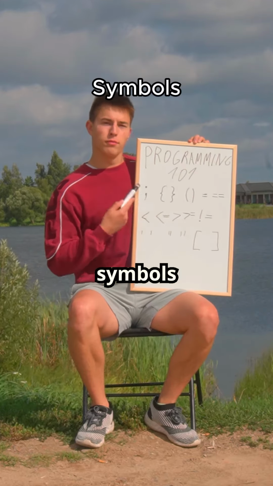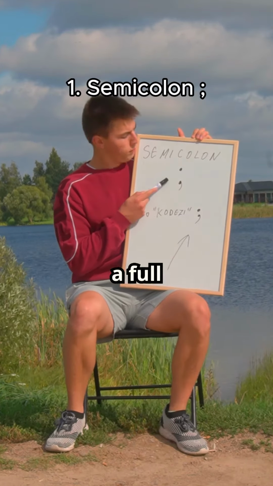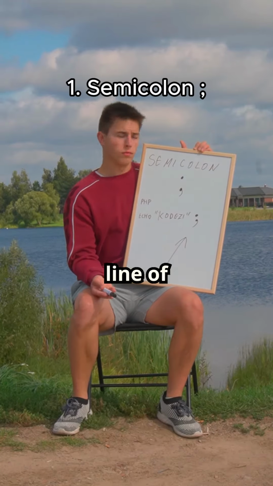Programming 101. Symbols used in programming. Semicolon. It's like a full stop in English. It tells the computer that a line of code has ended.